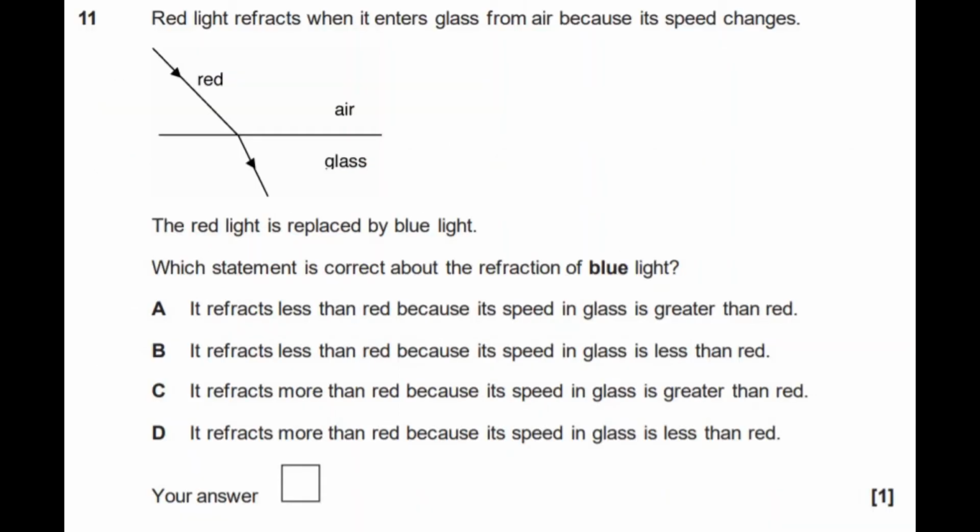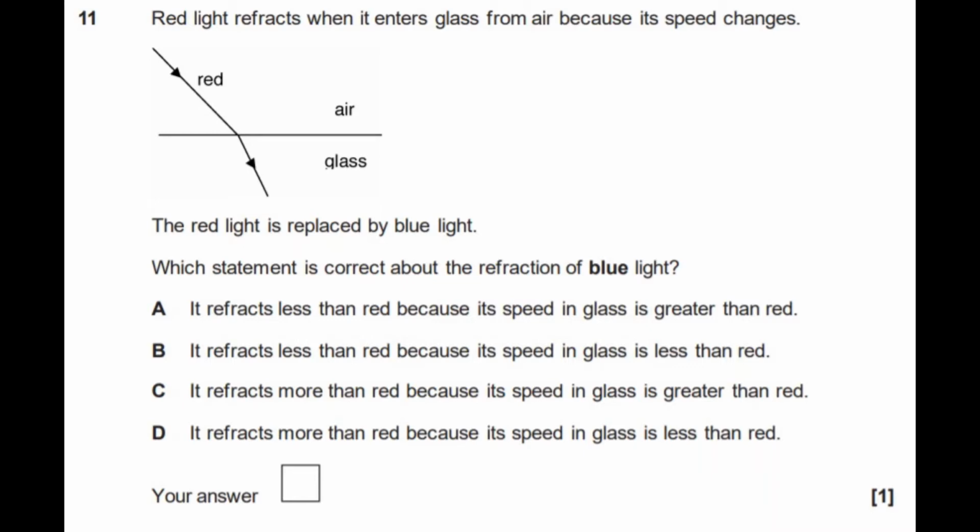Question 11, red light refracts when it enters glass from air because its speed changes. So you've got a diagram where the red light is coming into the glass. So air is the first medium, glass is the second medium, and the direction of the line has changed. The red light is replaced by blue light. Which statement is correct about the refraction of blue light?